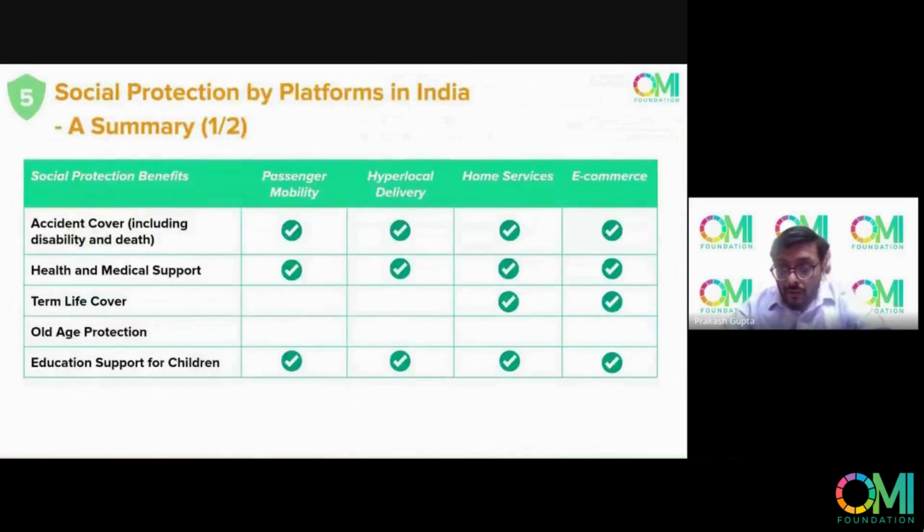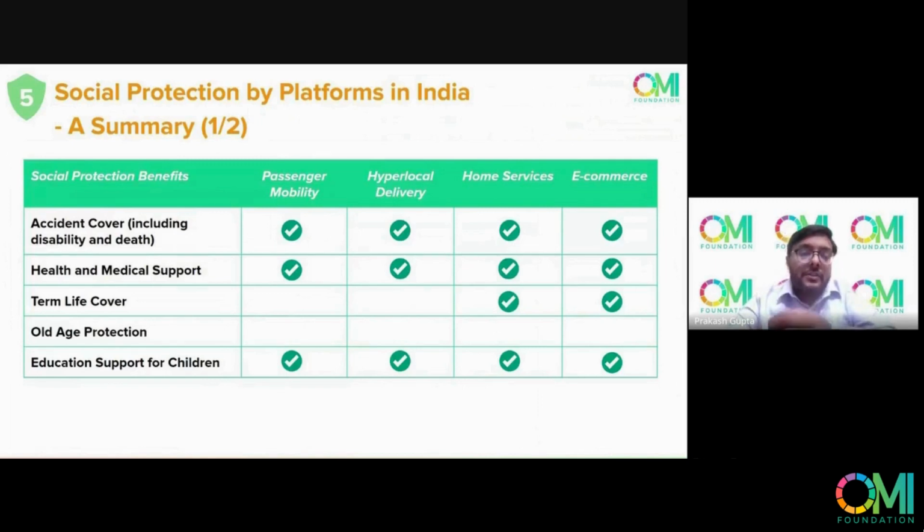Quickly moving to our findings. The table provides a summary of our findings from four different kinds of platforms, as you can see. So we see accidental cover and some kind of health and medical support as the common benefit across different platforms. For example, accidental benefit varies from 5 lakh rupees to 10 lakh rupees in different sectors. And similarly, we see a great variation in health and medical support, to which I'll come later. And you can see that old age protection is completely missing across different sectors.